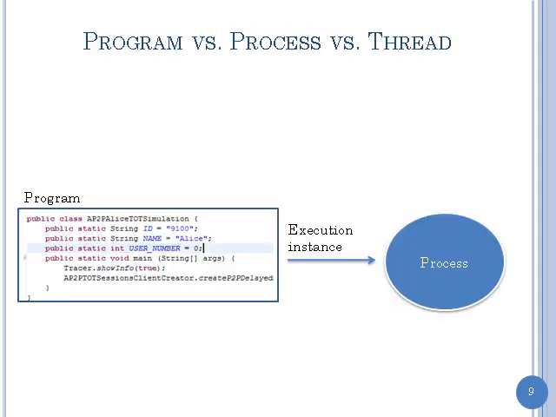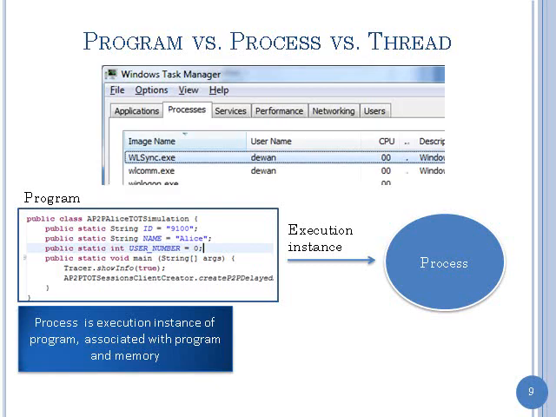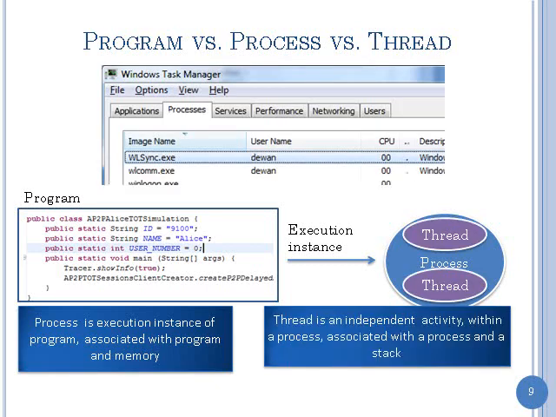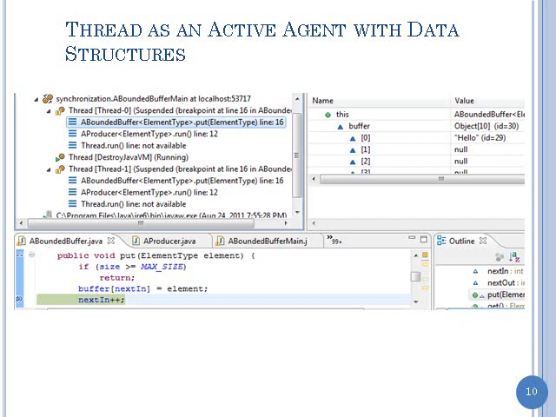Okay. So let's quickly go through the familiar topics. So program versus process versus thread. A program is an execution instance, a process is an execution instance of a program. And a thread is an independent activity within a process, associated with the process in a stack.